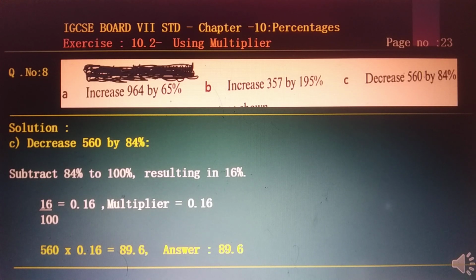Question number C, decrease means subtract the value of 84 percent from 100, then resulting in 16 percent. Final multiplier 0.16 multiplied with 560, we are getting 89.6. The final answer.